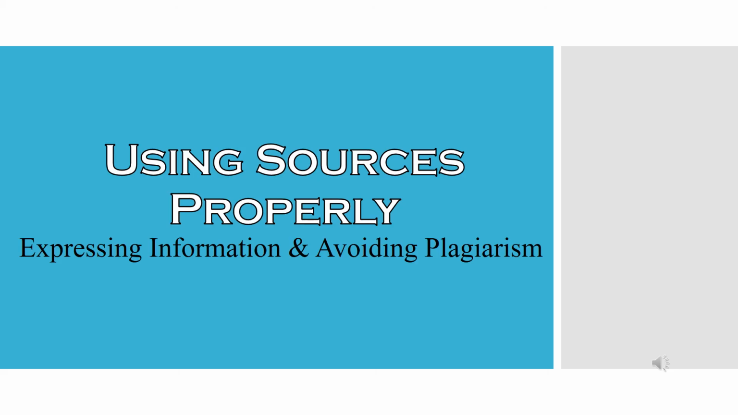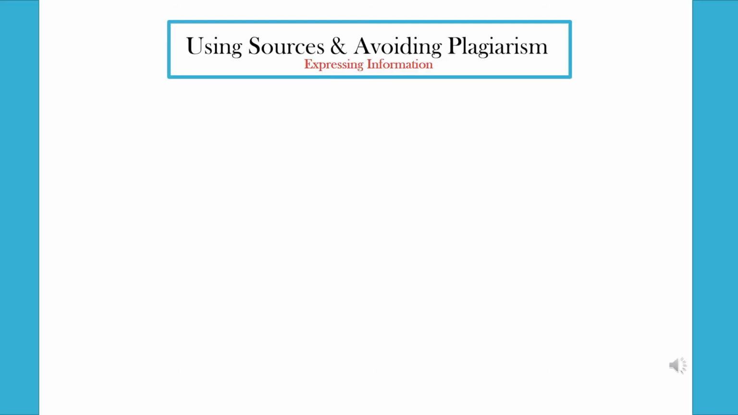It's important to use your sources properly in order to accurately relay your information. Here's how you can express your information and avoid plagiarism through proper citations. It's important to use your sources properly in order to avoid plagiarism and accurately express your information. One way you can do this is by summarizing.